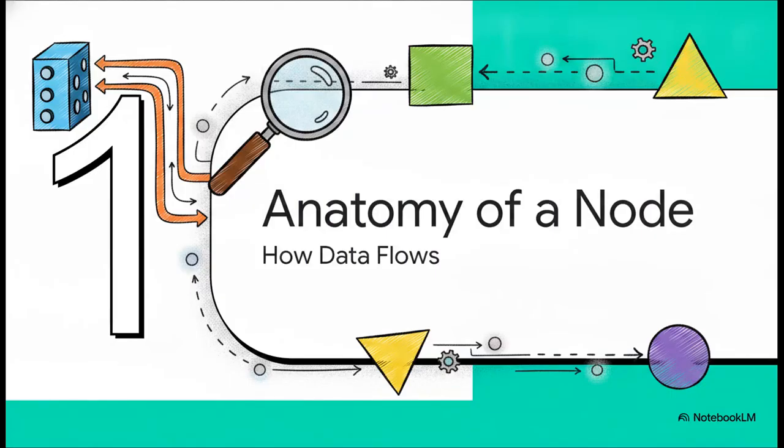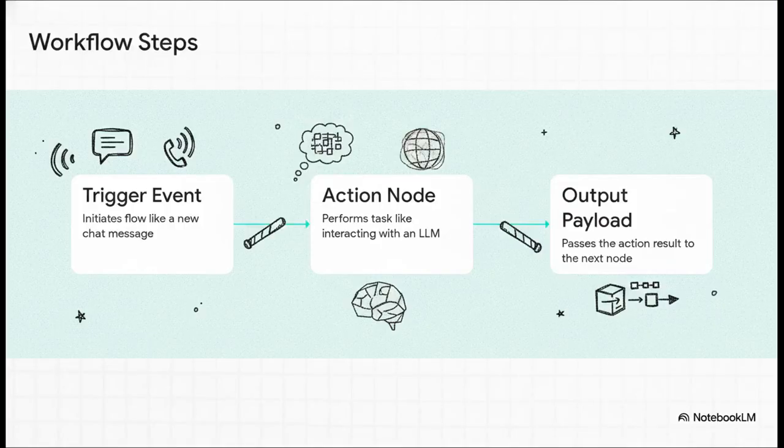Section 1. Anatomy of a node and how data flows. Picture a workflow as a digital relay race. It always starts with step 1, a trigger event. Now, this could be a new chat message dropping in or a webhook being called. Once triggered, the baton gets passed to step 2, which is an action node. This node does the heavy lifting, things like interacting with a large language model or maybe fetching some data from the web. And finally, we arrive at step 3, the output payload, which is simply the result of whatever that action was.